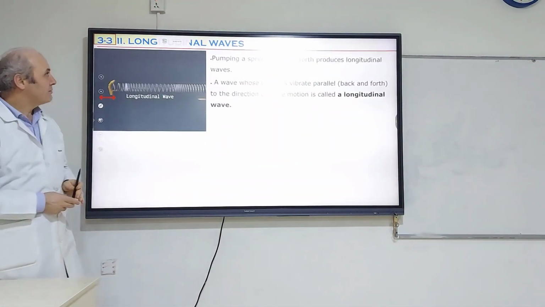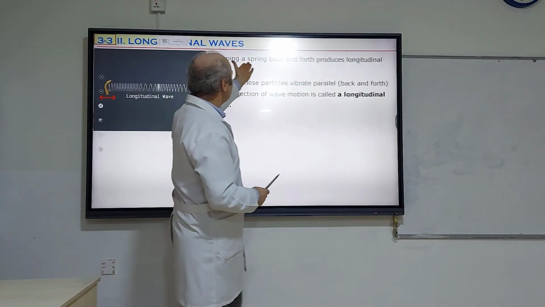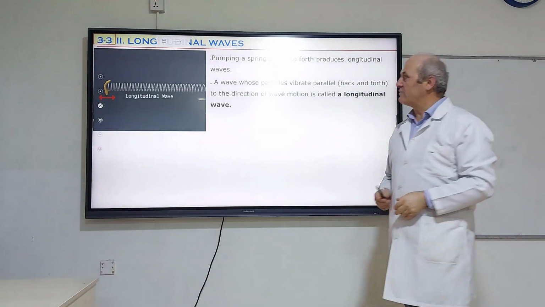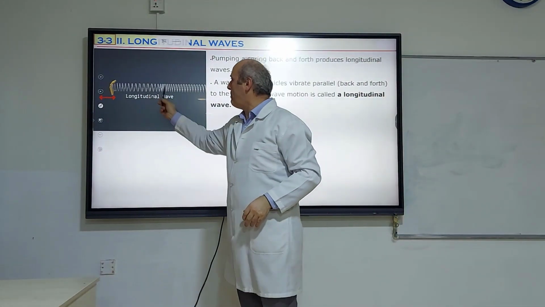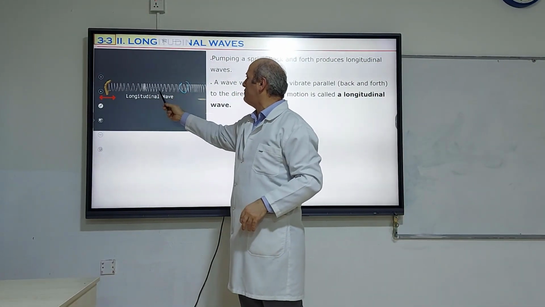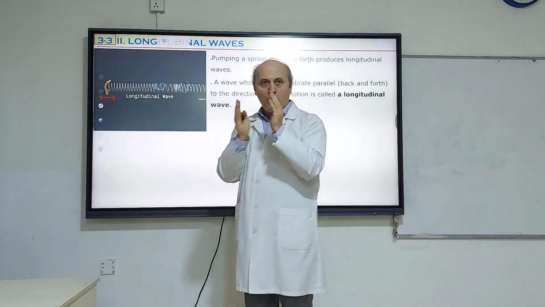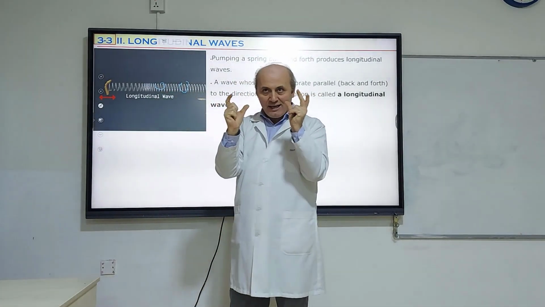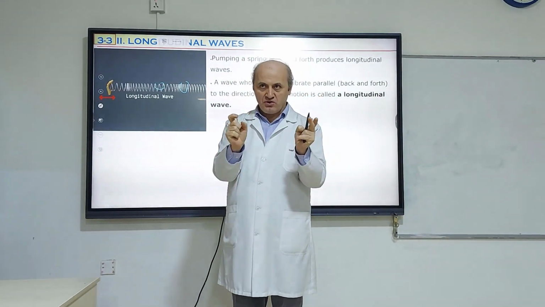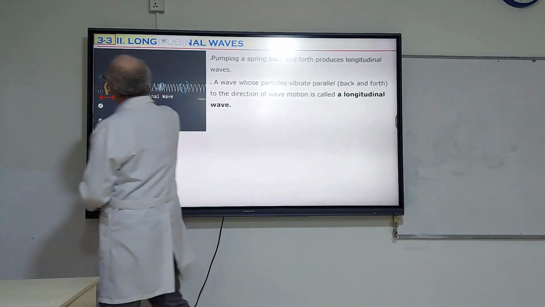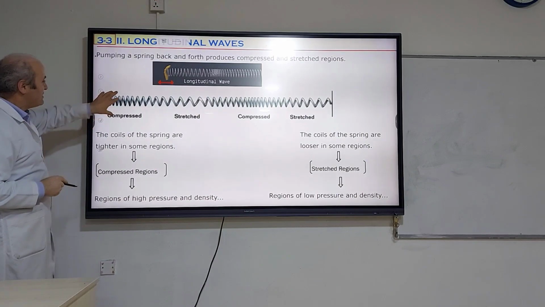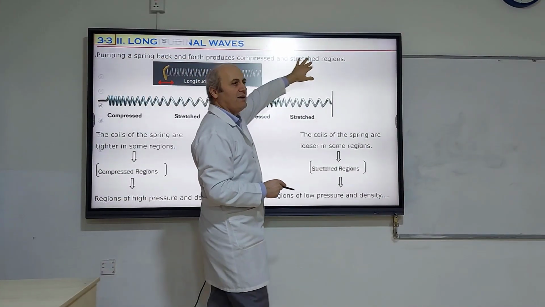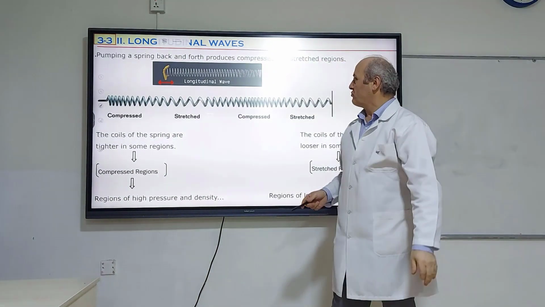longitudinal waves. Pumping a spring back and forth produces longitudinal waves. As you see, when you pump it forward, you produce a region of compression. That is, coils are getting tighter, compression. But between two tighter regions, there is a stretch region. Pumping a spring back and forth produces compressed and stretch regions.